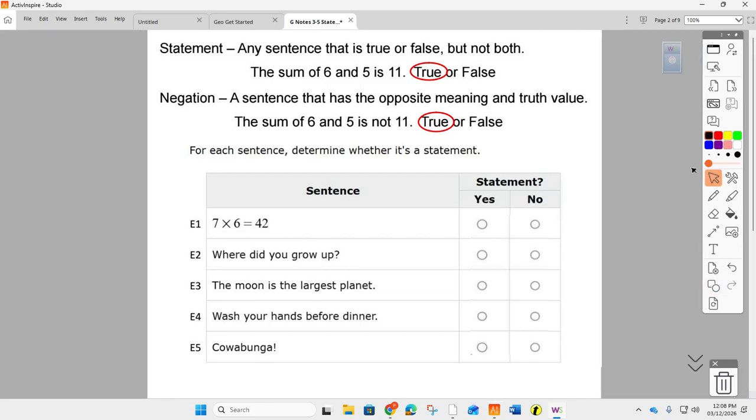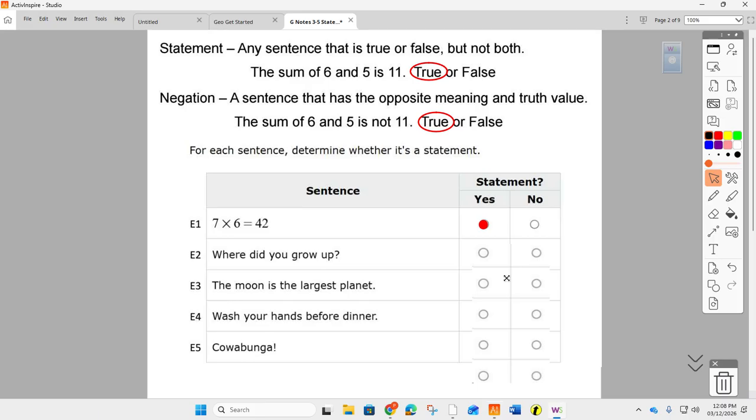So a statement can't be a question, can't be an exclamation. It's got to be a sentence. So is 7 times 6 equals 42 a statement? It is. It doesn't have words, but we read it in words, right? It is still a statement. So we're going to say yes, 7 times 6 equals 42 is a statement. We could say that it is true or false. That happens to be true.